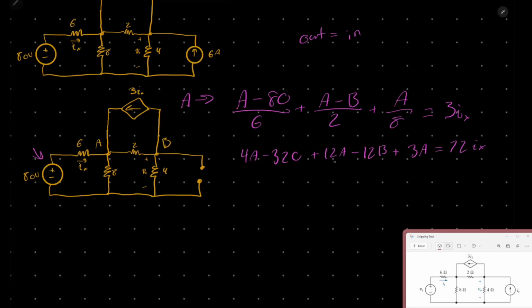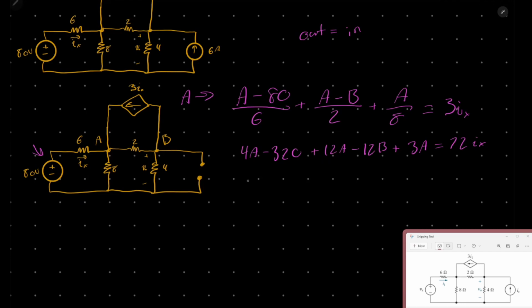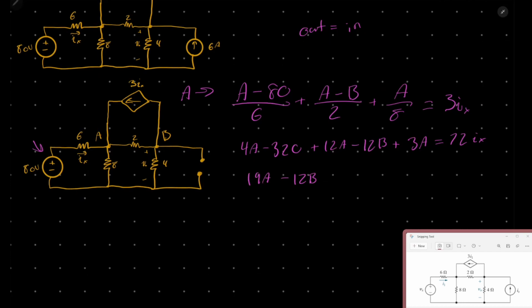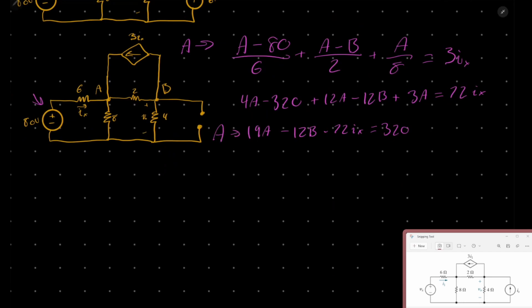And now we just combine everything, so we'll end up with 19a minus 12b, and then we'll move this ix because this is a variable that we are unsure of, so we want all of our variables on the left side, minus 72 ix equals 320, because we're moving this 320 to the other side. So that's A done, and then we'll do B.